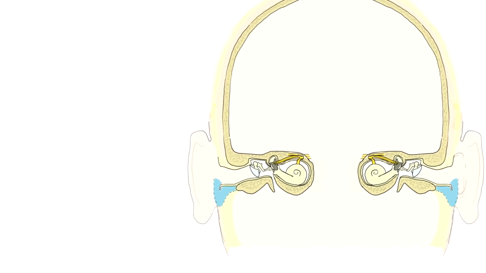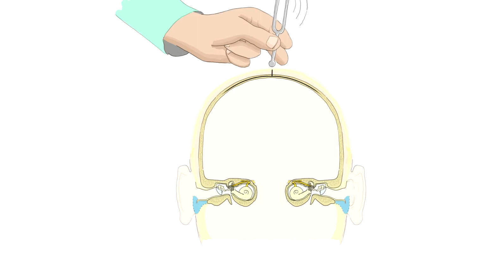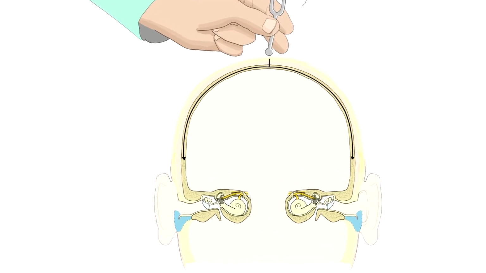The Weber test compares bone conduction in both sides. Start by placing a vibrating tuning fork medially on the patient's head. The sound is now transmitted via bone conduction. Physiologically, it should be heard centrally, or, in other words, equally loud in both ears. Unfortunately, the patient reports the same finding in both bilateral conductive and bilateral sensorineural hearing loss. This can be the cause of falsely diagnosing a patient as healthy.